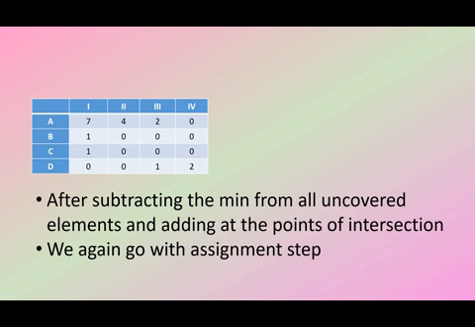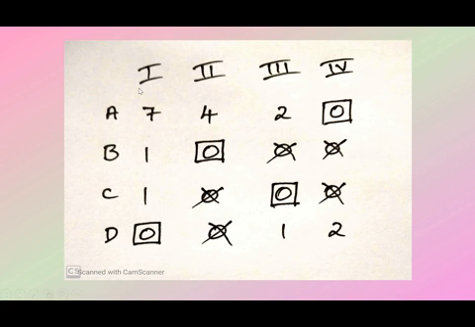Now we'll go to the assignment step. So in the first column, I had only one 0, make an allocation. In the same row, I had one more 0, cross it off. Now in the second column, how many zeros do I have? 2 zeros. So the first 0 that I encounter, I make an allocation. In the same column, I had one more 0, cross it off. In the same row, I had 2 more zeros, cross them off.